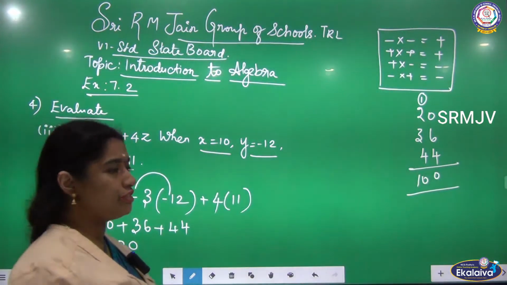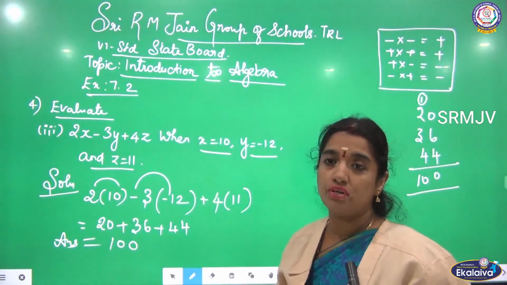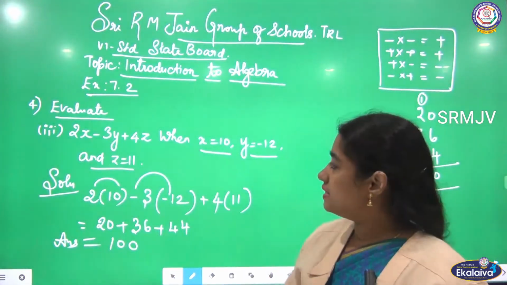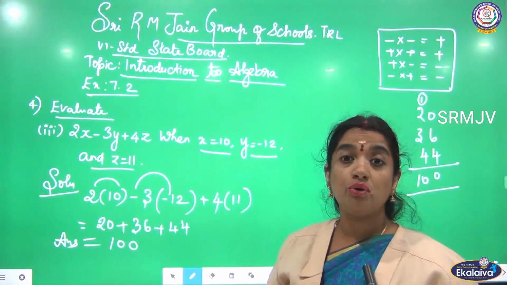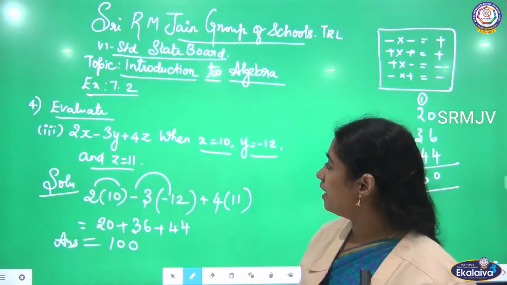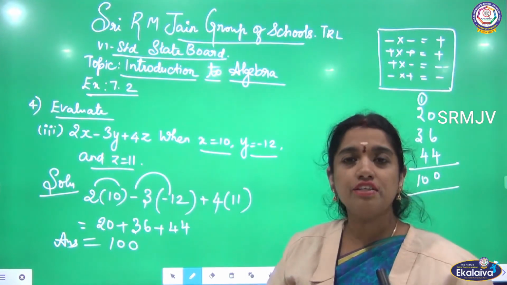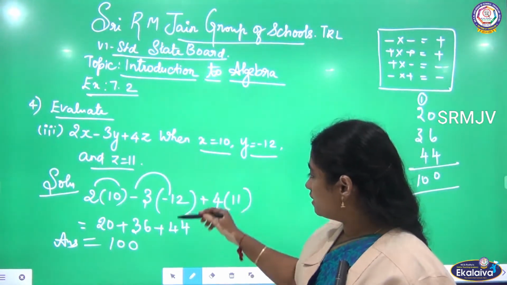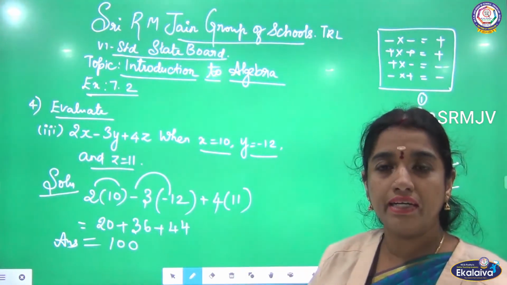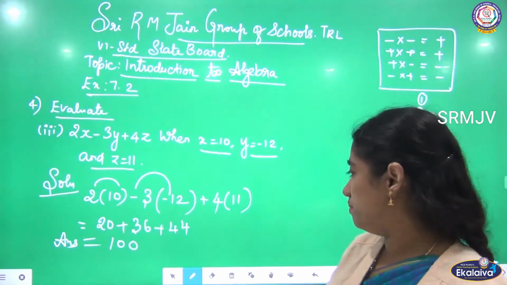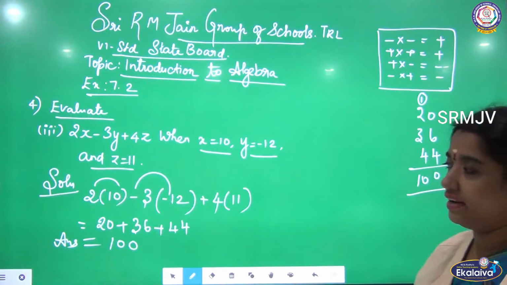Just the thing, you have to substitute what is given for the values of x, y, z. Substitute and see what operation we are going to do here. So 2x is nothing but 2 into x. And 3y, 3 into y. 4z, 4 into z. Got it? After simplifying, here I am getting 2 negatives. So when I multiply 2 negatives, I get the positive number. Is it clear? So 20 plus 36 plus 44, which is 100.